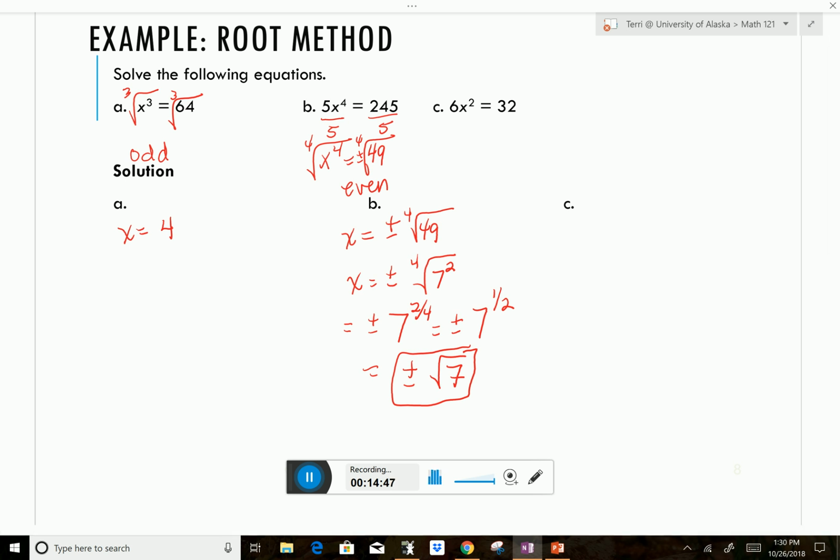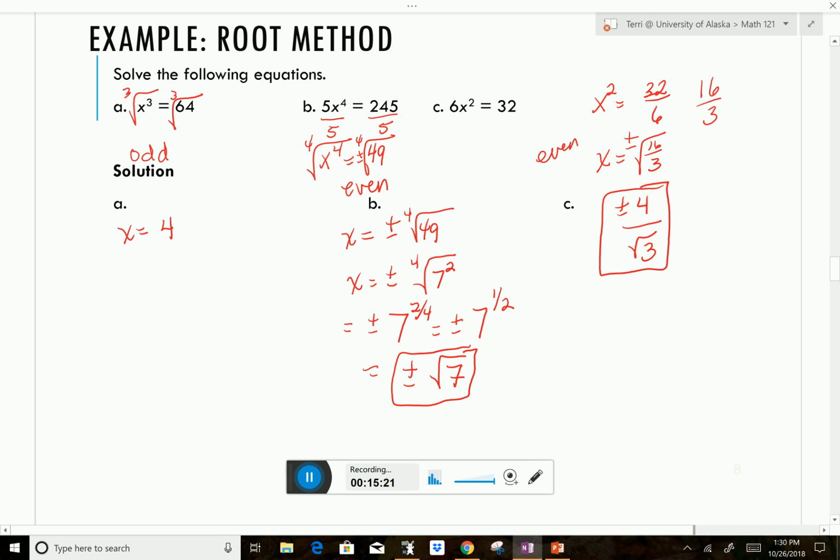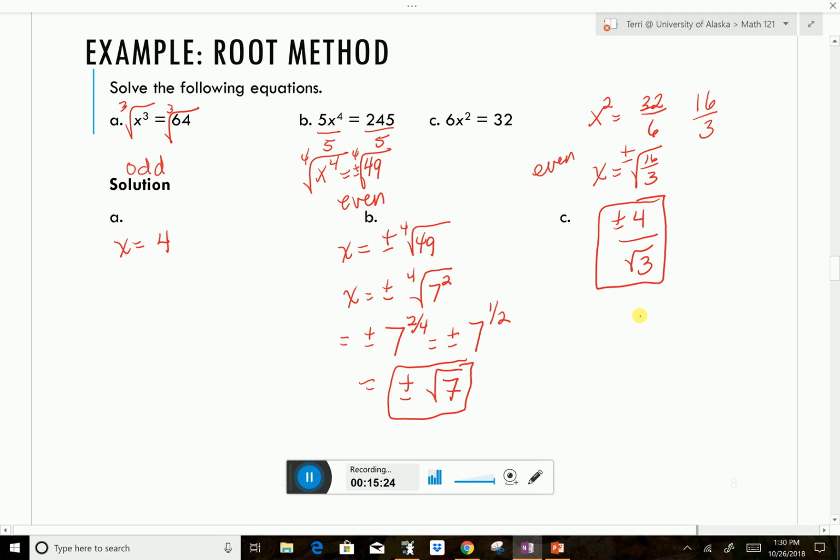Okay, so let's look at this next one. C, 6x squared equals 32. We've already done squares. So that means x squared equals 32 divided by 6. Let's divide the top and the bottom by 2. That's going to be 16 over 3, right? So x equals the square root of 16 over 3. That's plus or minus because it's even. So it is plus or minus 4 over the square root of 3. And that's it. Or if it really bothers you to have it in the denominator, you can rationalize it.